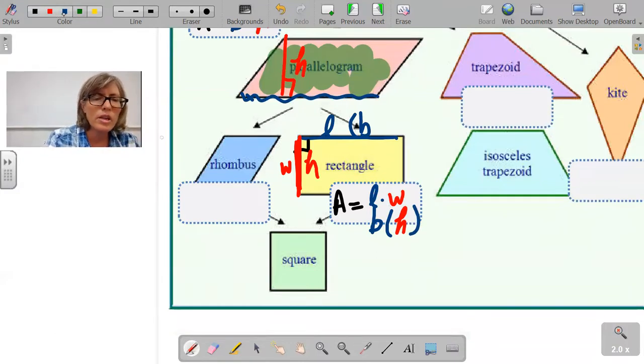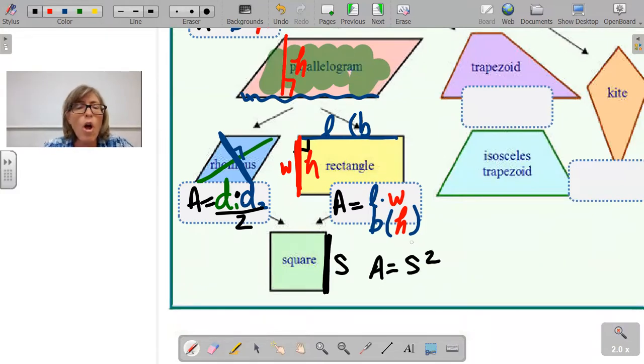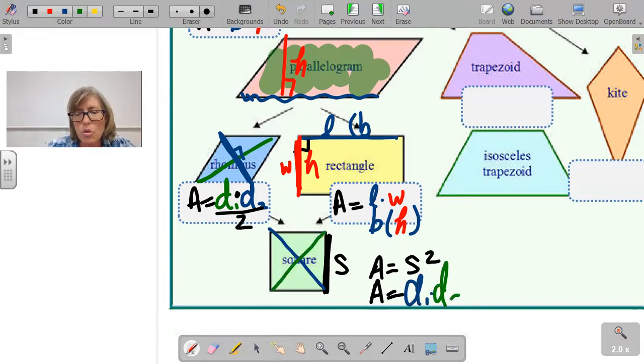Rhombus, area equals, you must have this memorized, one diagonal, diagonal 1, times the other diagonal. And remember, the diagonals are at right angle, diagonal 2, diagonal times diagonal over 2. A square, length times width, would be the area is side squared, but remember a square also qualifies as a rhombus as well. So you could also do diagonal 1 times diagonal 2 over 2 for a square as well.